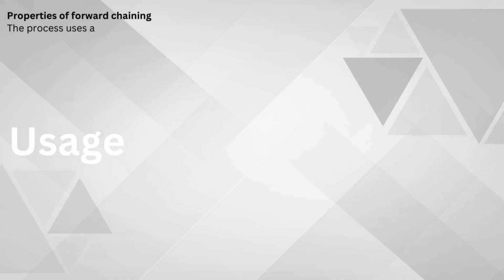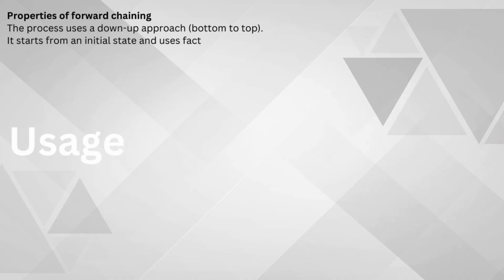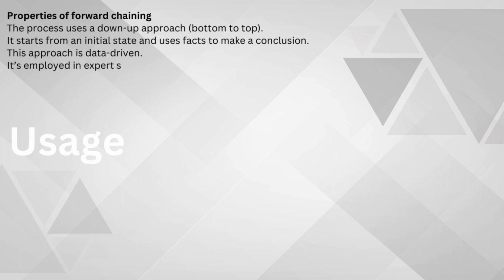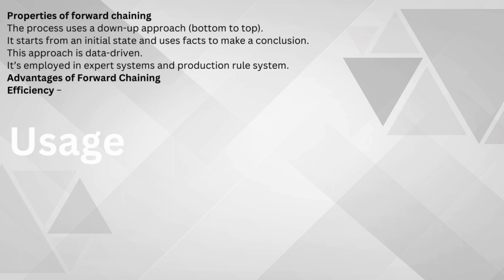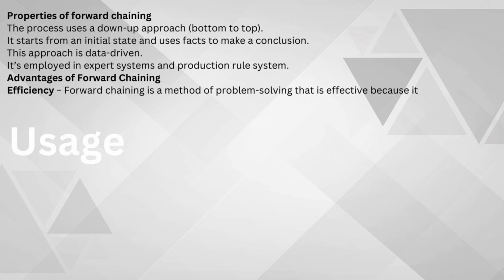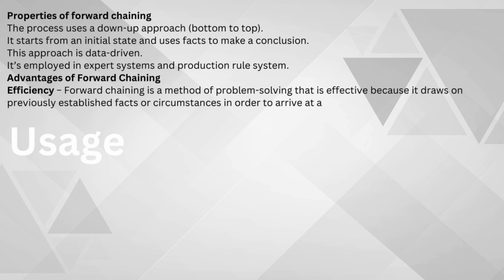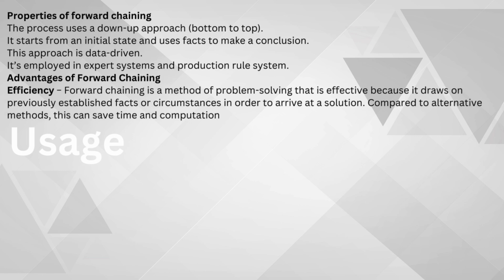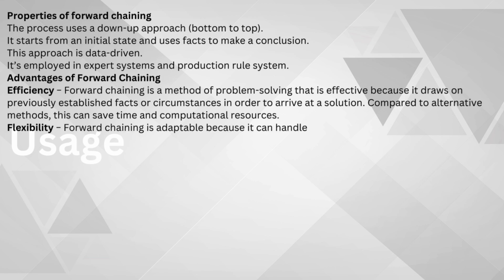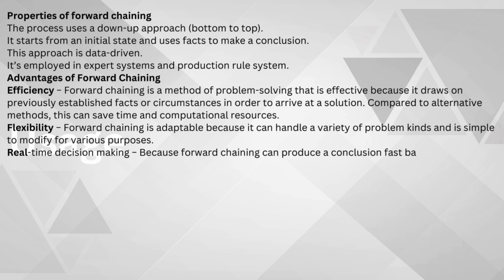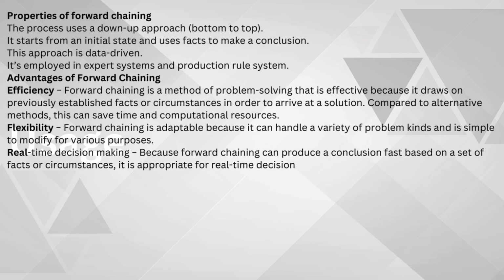So, we have seen the various examples of forward chaining. Let us discuss the advantages of forward chaining. The first one is efficiency. Forward chaining saves time by using known facts to find solutions, making it an efficient problem solving method. Another point is flexibility. It can handle different problems and be adjusted to suit various situations.